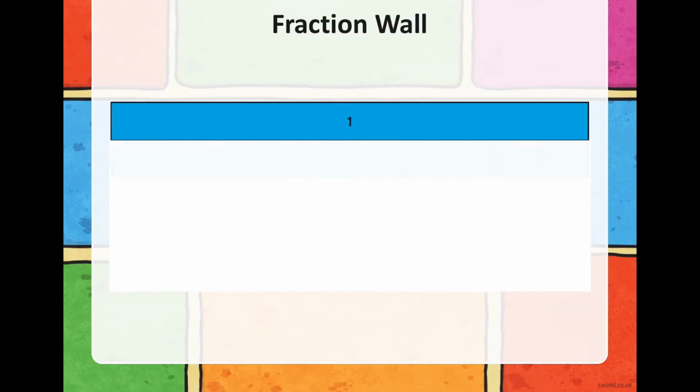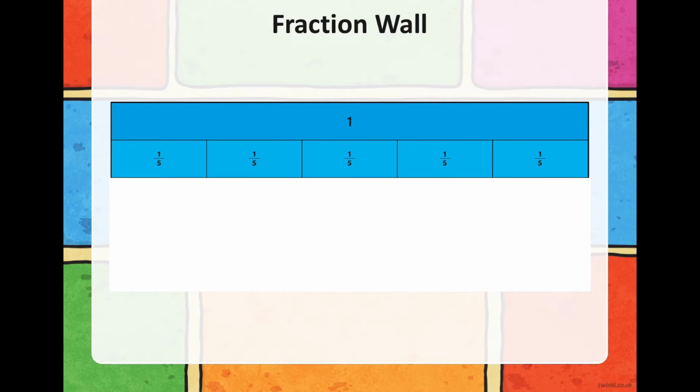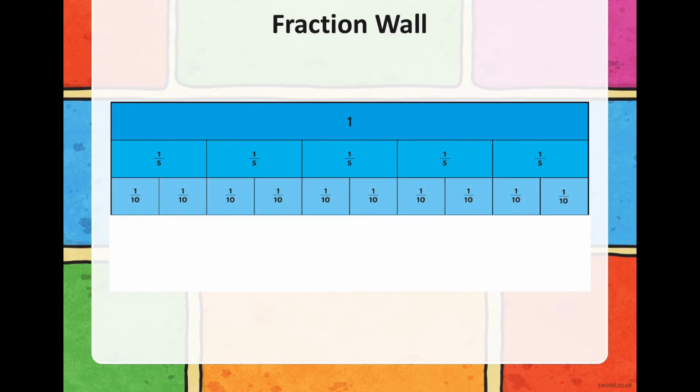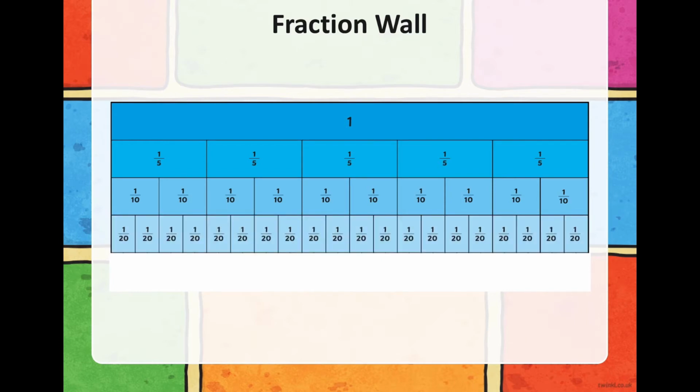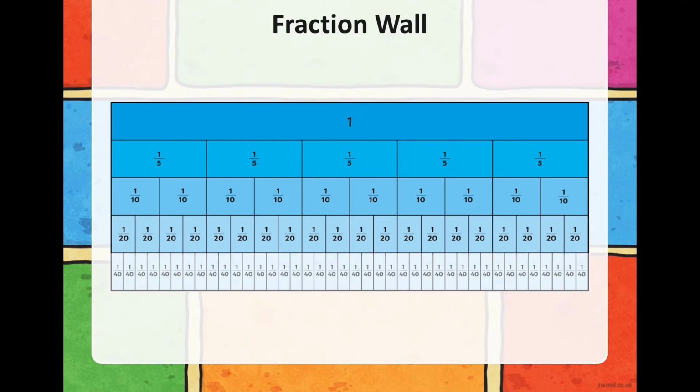Here's another whole. This time it's shared into 5 parts. Fifths. These can be shared into tenths and even into 20ths. Wow, look at that. That's into 40ths. There are 40 small parts there in our whole, and each one is 1 out of 40, 1/40th.